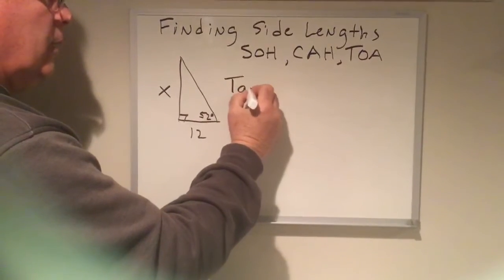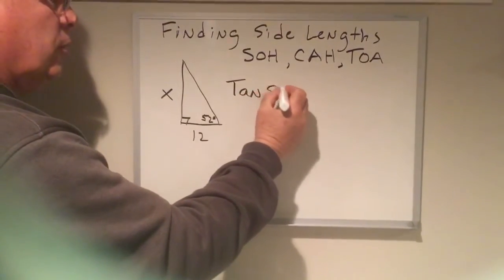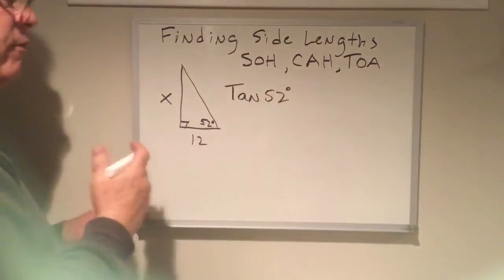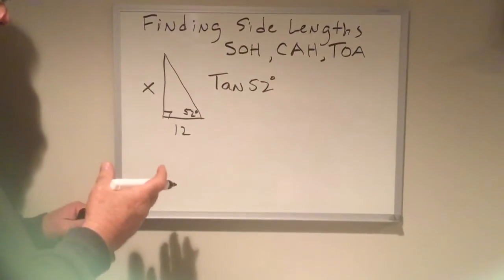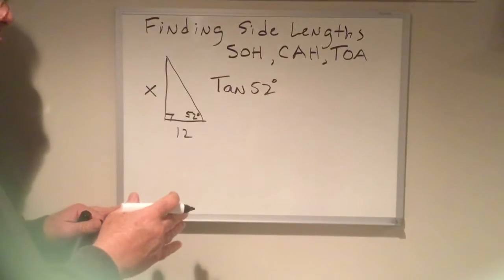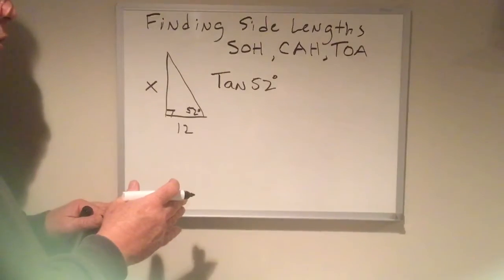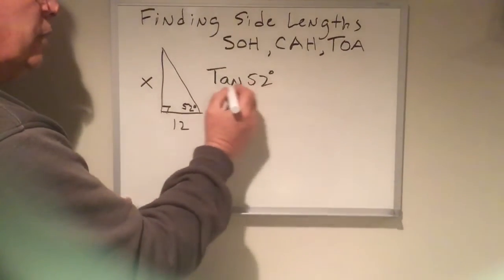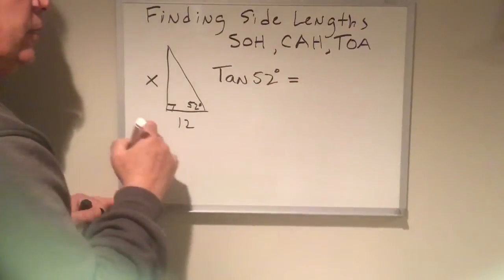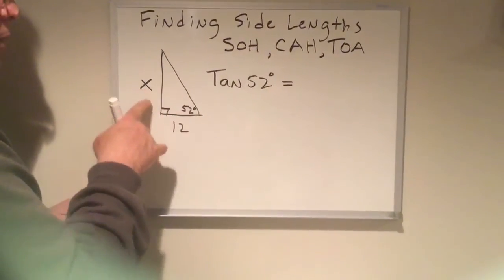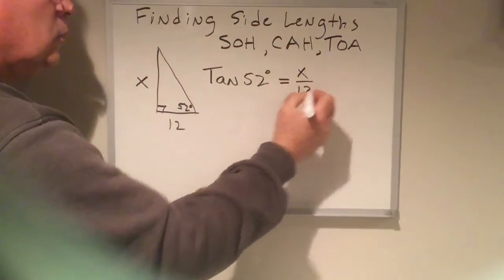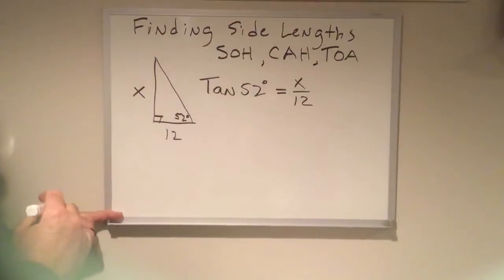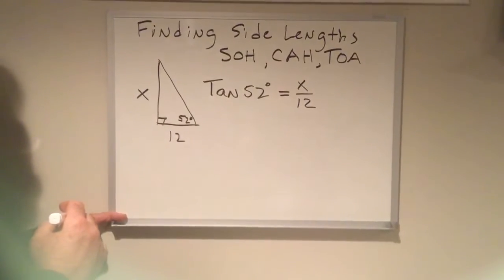So here's how we're going to do it. We're going to go tan, 52-degree angle. Now the tan of a 52-degree angle is in your calculator. It's going to be a decimal, but you don't need to take it out of your calculator to help solve this equation. We're going to leave it just like that. And on the other side, the tan of the 52 is going to be x over 12. There's our equation that we're going to solve.